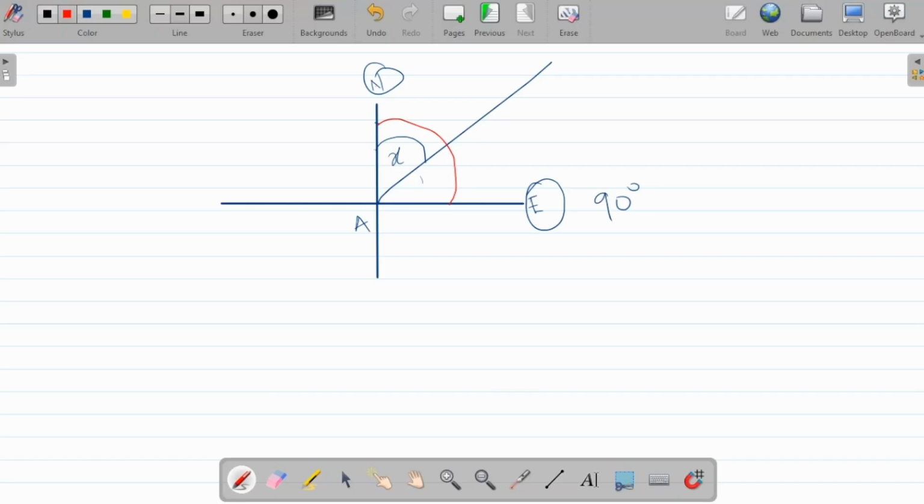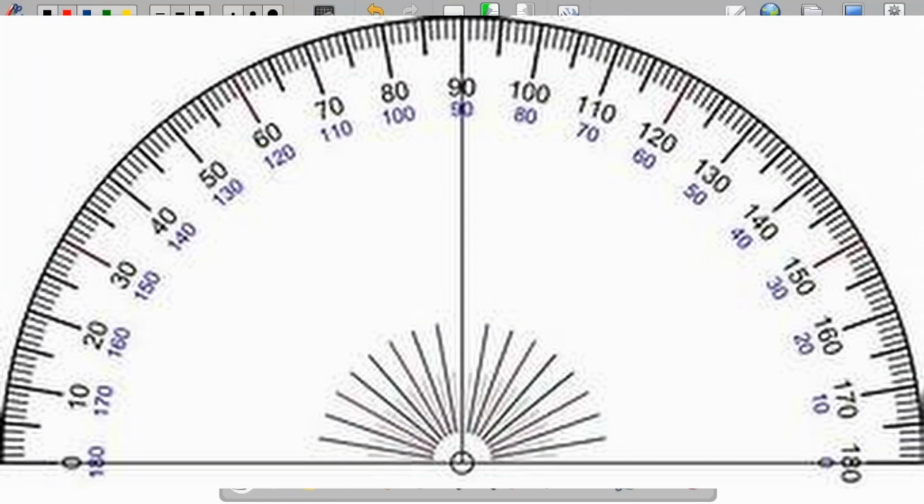So to be able to measure this and get a value that is somewhat accurate, we will need what is called a protractor. It is in the form of a semicircle, and you can find it in your mathematical set. It has 0 and 180, and 90 in the middle. Normally, that's what is called a protractor.